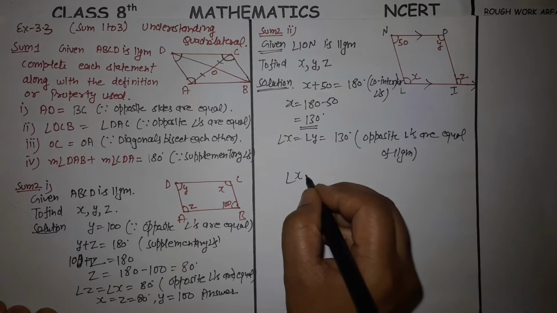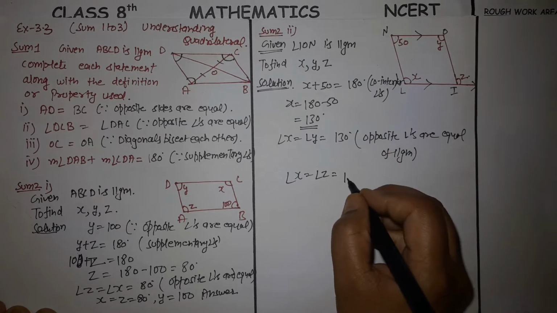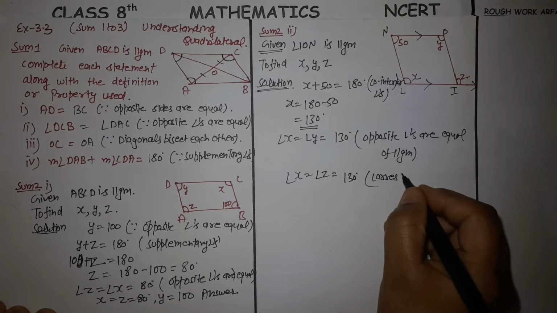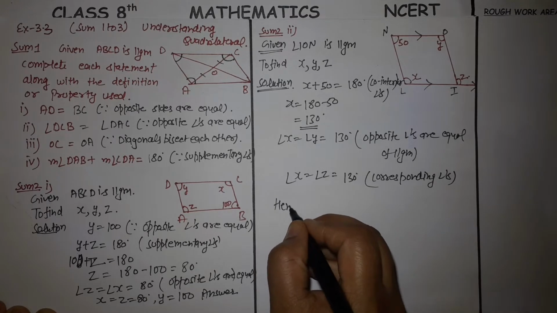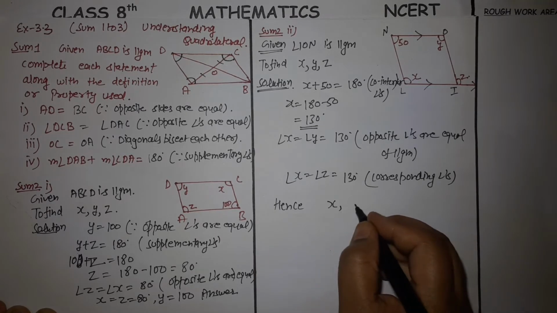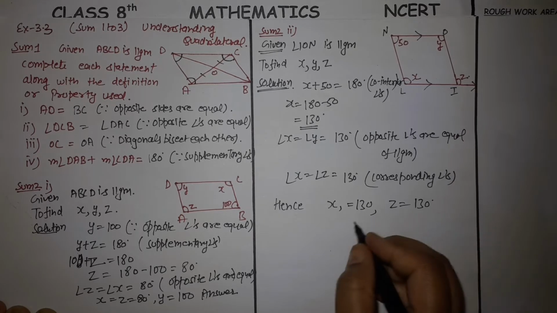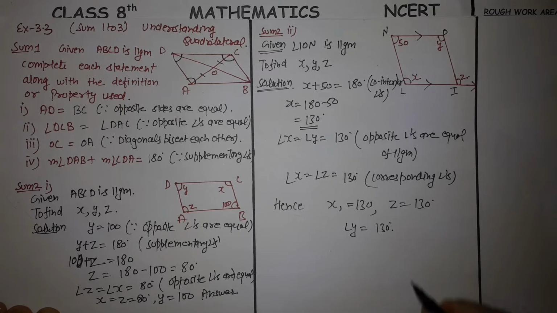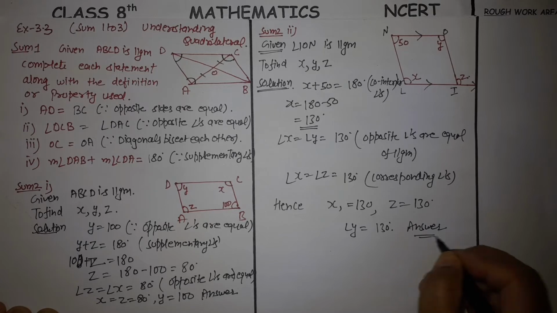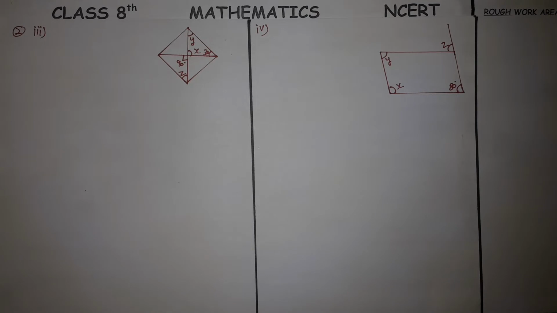After it, angle X is equal to angle Z. What type of angles are these? These are corresponding angles. Give the reason. Hence, the answer is angle X equals 130, angle Z also 130, and angle Y is also 130 degrees. That is your answer.